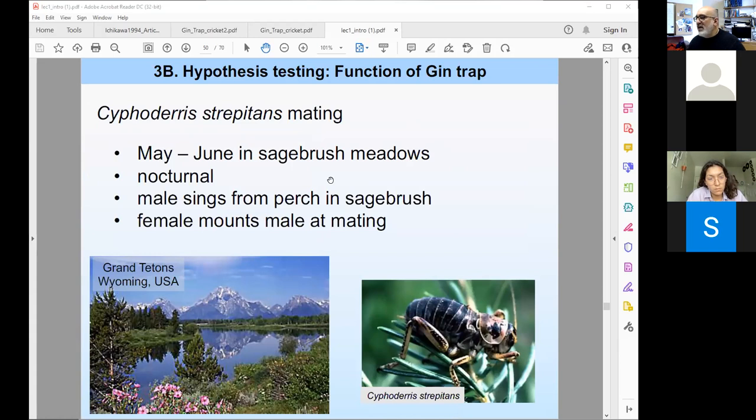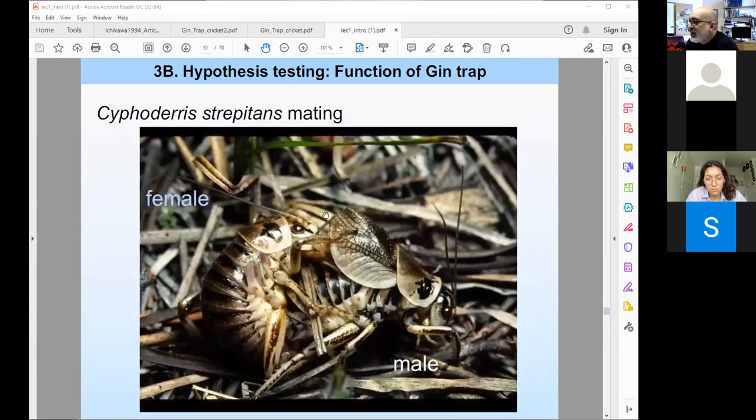They live in these meadows. They're nocturnal, so they're running around at night. And the males sing from a perch, and the female will then choose the male and mount him at mating. So the female jumps on top of the male. Avert your eyes, I suppose. This is what it looks like. This is sex between a female and a male of this species, strepitans. So you can see the female and the male below. The female is mounting the male.